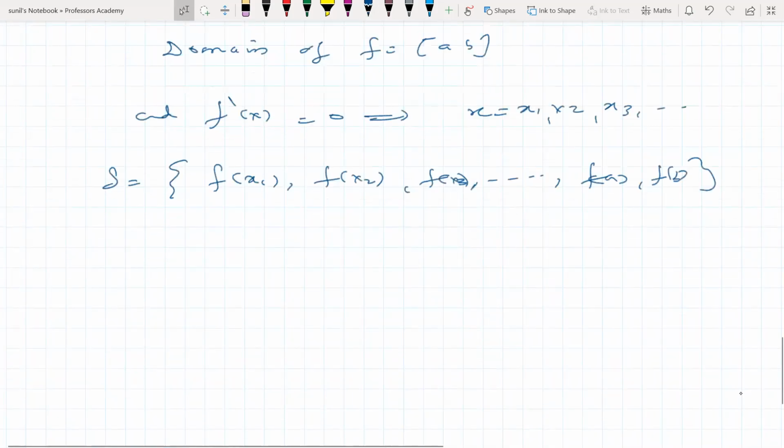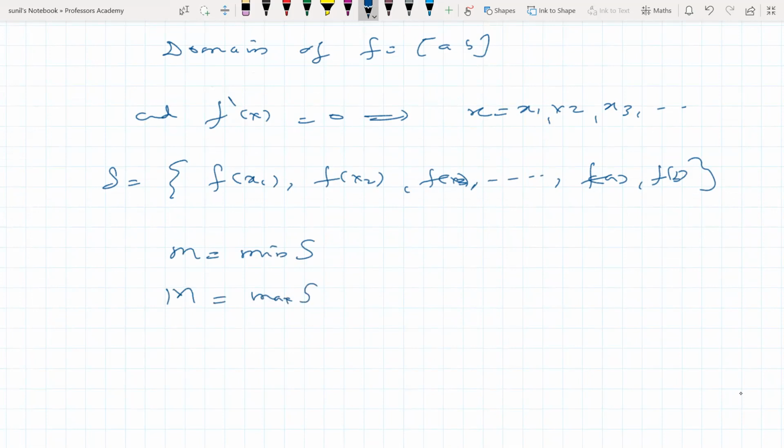So what is the maximum value of the function? Let me take this set. We find the minimum value of that set, small m, and the maximum value of that set is capital M. Then the range of this function comes out to be small m to capital M. Range means from where to where the graph is moving. So this is how we can find the maximum and minimum.